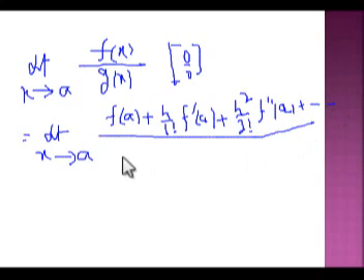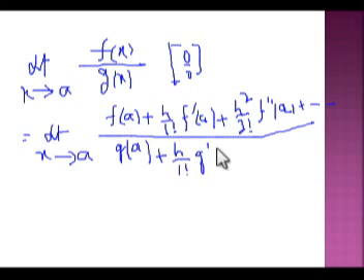And in the denominator, the expansion will be g(a), same way, plus h by 1 factorial times the first derivative of g(x) at the point a, plus h square by 2 factorial times the second derivative of g(x) at the point a, and so on. You can also carry this extension.